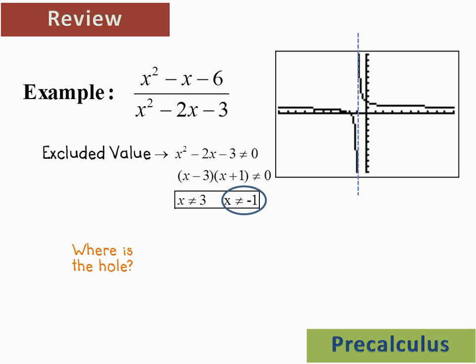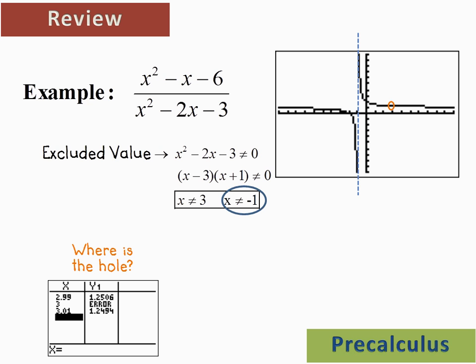Where is that hole? Do you remember how to find the y value of that hole? Well, use a table. You go to second graph, go to your table, and the hole is at 3 because that's the excluded value that we haven't accounted for yet on our graph. And so we have 3. It's an error because it's excluded. So I type in numbers into my table that are really close to 3, one on each side, and that way I can estimate what the y value would be if it did exist. Because I want to know where that hole is. I want to be able to graph it.